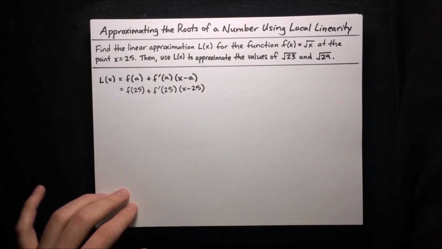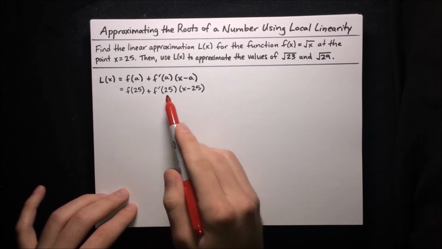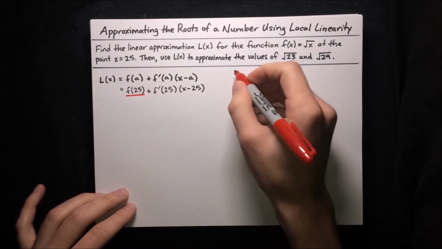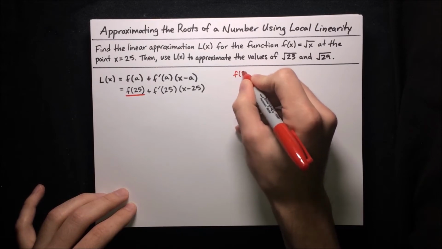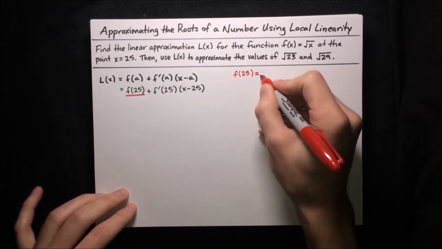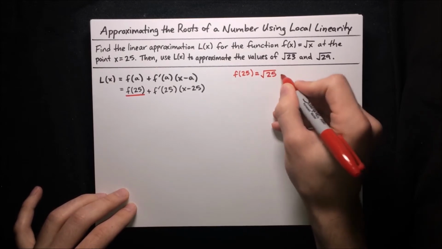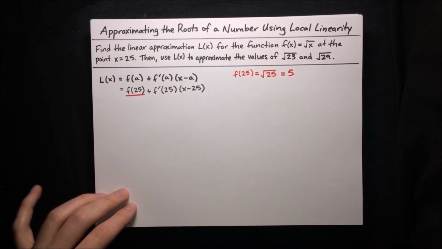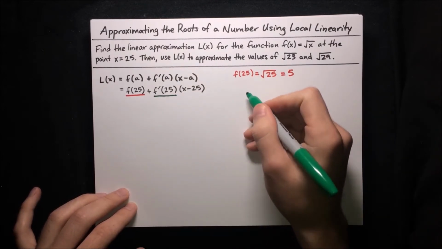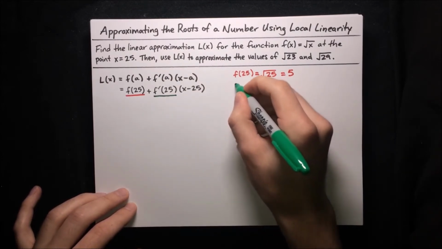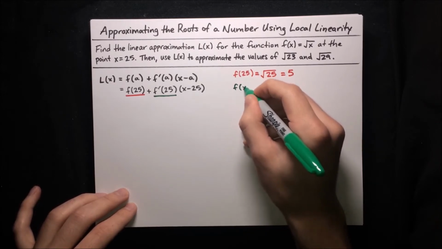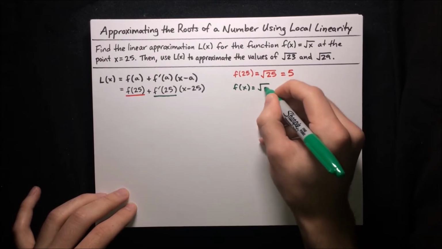Now let's go ahead and plug in for f of 25 and f prime of 25. We'll just work that out on the side, starting with f of 25. So f of 25, using the definition of f, that's just square root of 25, which is 5. And then f prime of 25, that's just the derivative of f evaluated at x equals 25. So we have to compute the derivative. Let's start by just writing f of x. f of x equals square root of x.